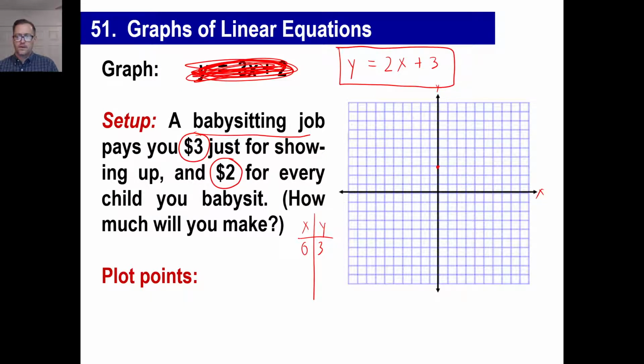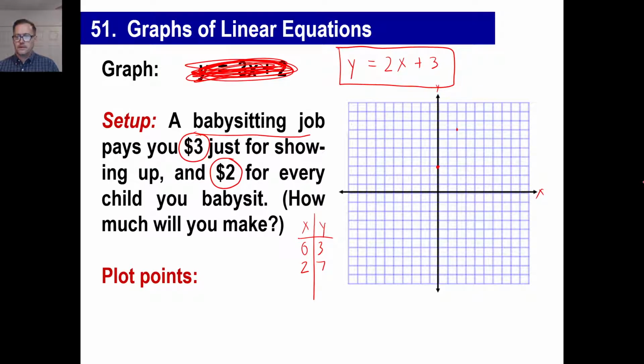Okay? Well, let's say 2 kids show up. How much money do you make if 2 kids show up? If 2 kids show up, you get $2 per kid. That's $4 plus 3, $7. Well, there's another point. 2 kids show up, and then 1, 2, 3, 4, 5, 6, 7. Oops, hang on. There we go.